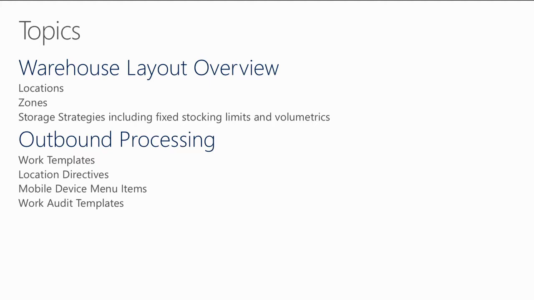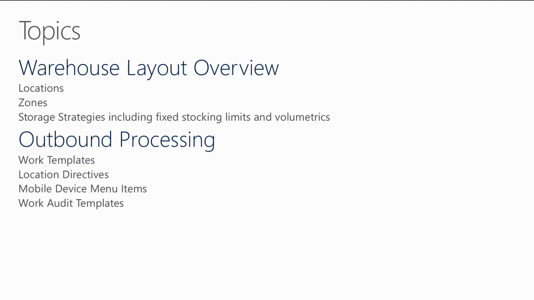Once we've completed the layout discussion, we'll talk a little bit about outbound processing. And some of the setup that's required for outbound processing includes, first of all, work templates. And so when we're looking at work templates today, what you want to do is think of work templates as the steps that are required in order to get a shipment out the door. Okay? So I have to pick it up from somewhere, I have to put it down somewhere, and I have to complete various steps to get it on the truck and out to my customer.